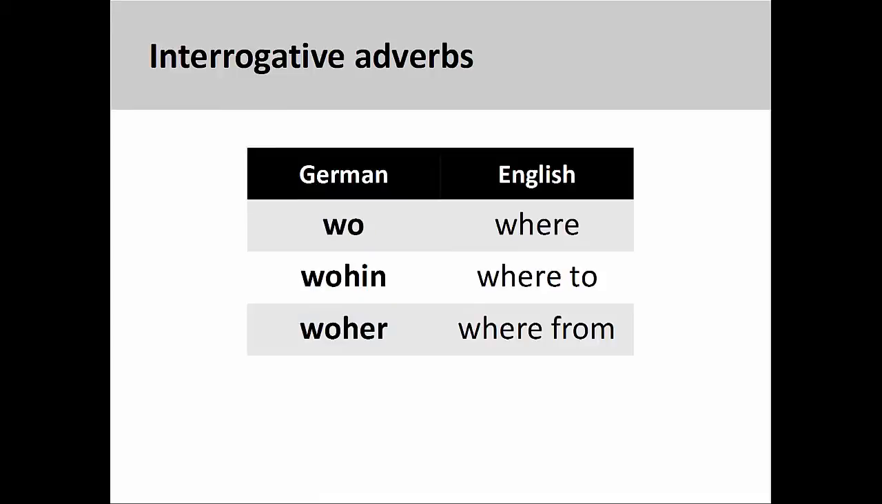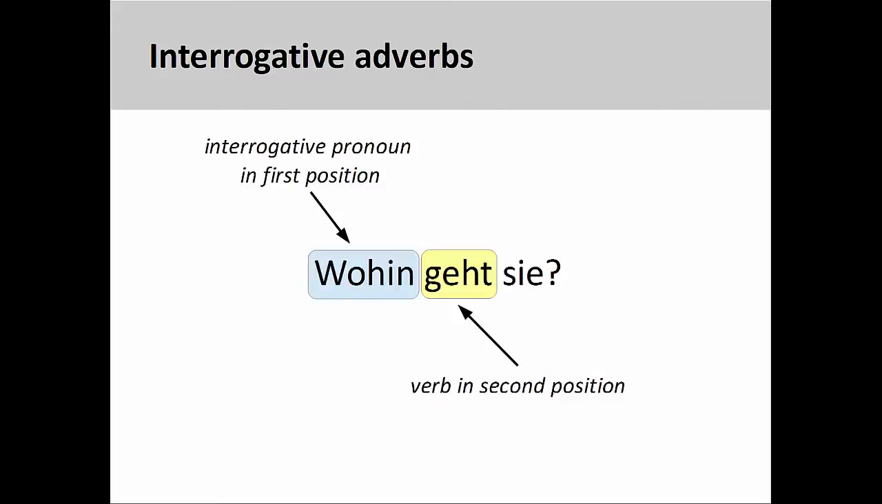Interrogative adverbs also ask questions about the location of an activity and its direction. These interrogative adverbs include wo, where, wohin, where to, and woher, where from. For example, in the sentence here, wohin geht sie? Where is she going to? The interrogative adverb wohin inquires about the direction of an activity performed by the subject of the sentence.